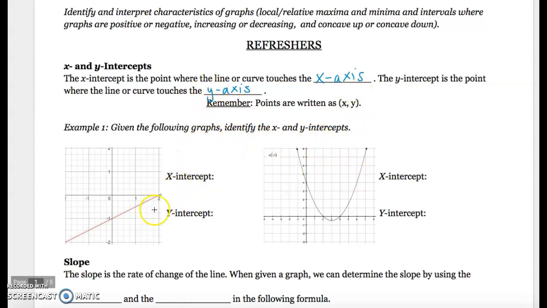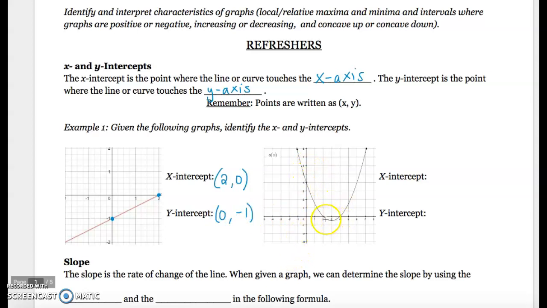All right, so then let's look at some examples. X-intercept and y-intercept of this one. So first, the x-intercept is where it touches the x-axis, so that's this point right here, and that point on the graph is the point (2, 0). Then my y-intercept is where it touches the y-axis, so that's down here. So that would be the point (0, -1).